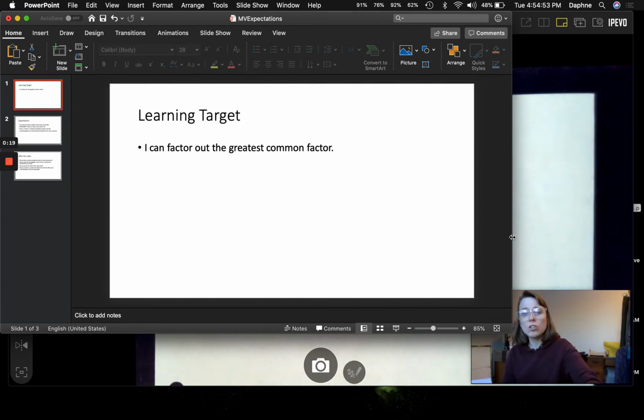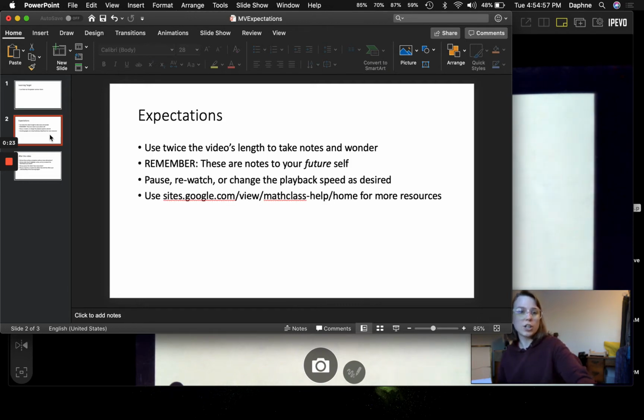So our learning target is factoring out the greatest common factor. As you're watching the video, make sure you're using twice the video's length. Again, you can speed it up, and you're pausing. These are notes to your future self, so if you have questions, you can put them in the comment section below in the Loom video if you're watching it on Loom, and then pause, rewatch, and there's other resources there.